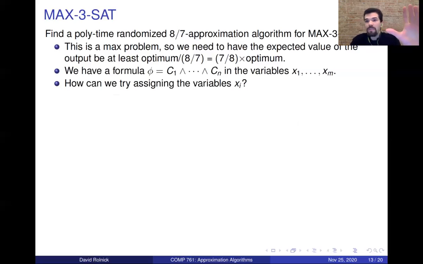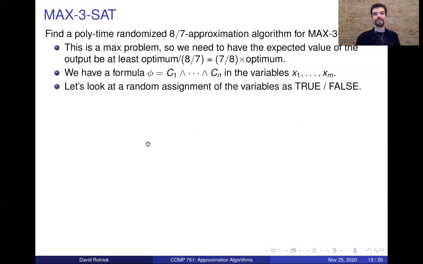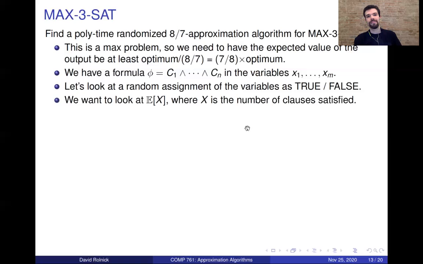Yeah, and there are smarter ways where you could imagine you set some, and then based upon what the clauses are that aren't satisfied yet, you assign some others, and that could certainly help. But let's just think about what happens if we assign all of them completely randomly. So we want the expected number of clauses that are satisfied to be at least 7/8 of the optimum. That would be our goal here for our approximation algorithm.